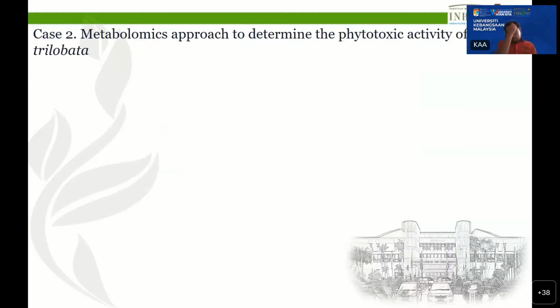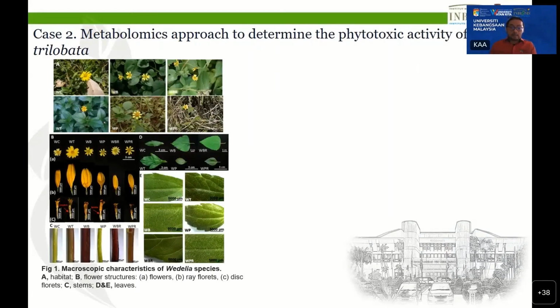Right. So that's all for microbial metabolomics. Now we're going to move to a metabolomics approach to determine the phytotoxicity activity of Wedelia trilobata. So basically we are going to move into plant metabolomics. Here in this research, we are focusing on this plant called Wedelia trilobata.